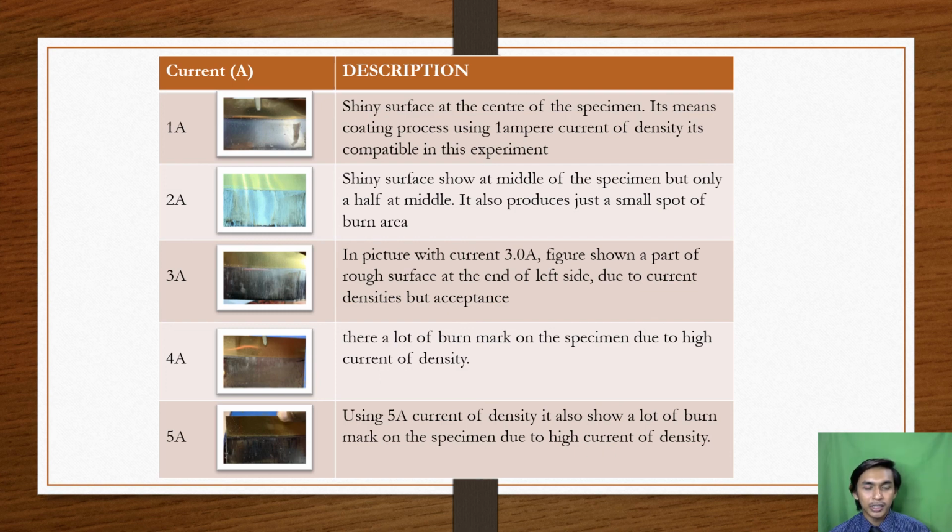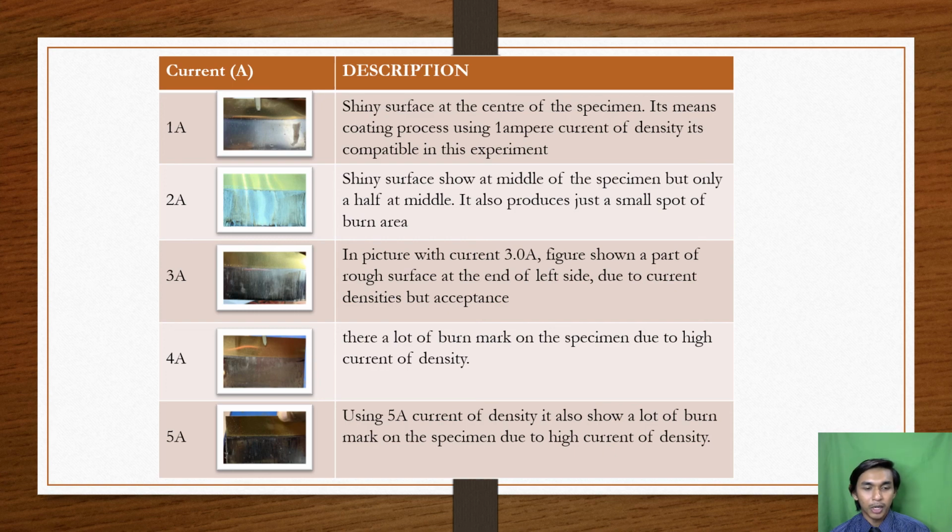The second picture, using 2 ampere current density, shows a shiny surface at the middle of the specimen, but only half at the middle. It also produces a small spot of burn area. For the 3 ampere current density, the figure shows a part of rough surface at the left end due to current density, but acceptable.